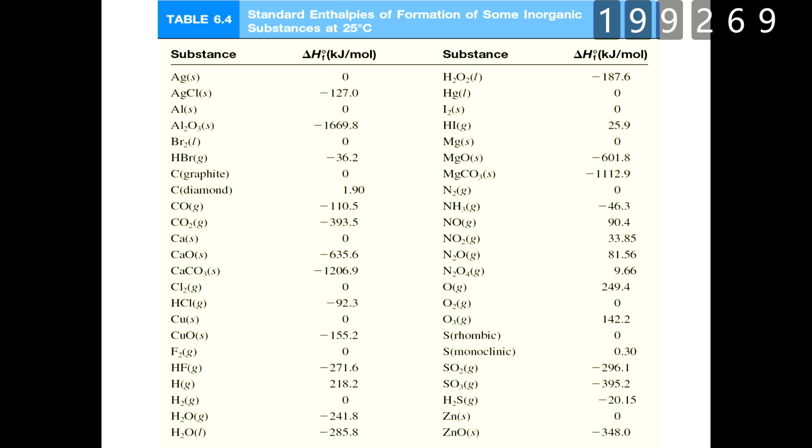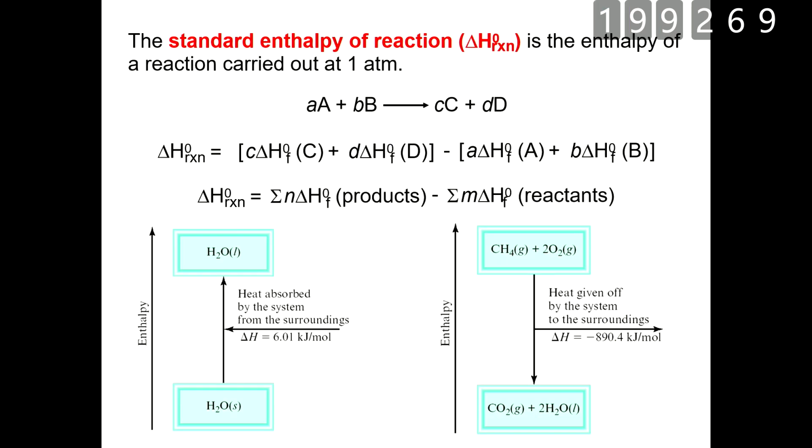obtained from experiments. After we know the standard enthalpy of formation of substances, we can calculate the standard enthalpy of reaction. For example, for this reaction, the standard enthalpy of reaction is equal to the sum of the products minus the sum of the reactants. And then we can get the standard enthalpy of reaction.